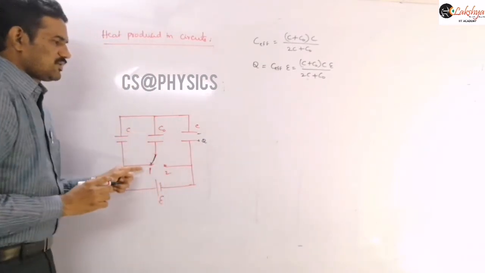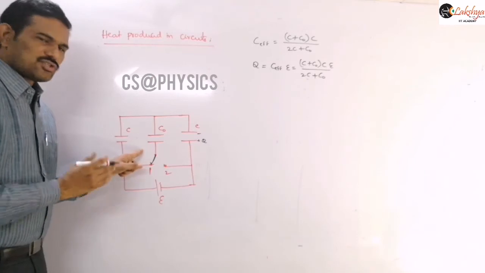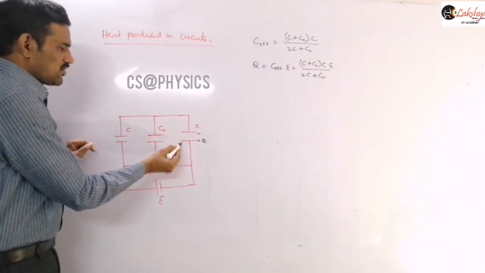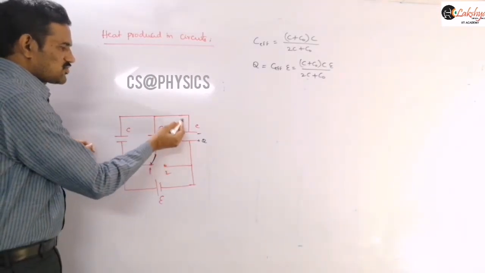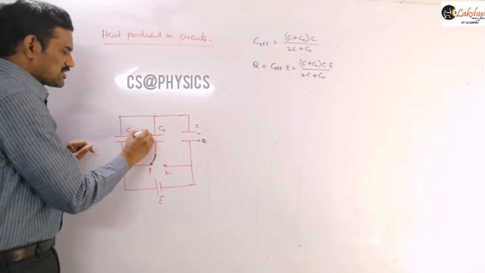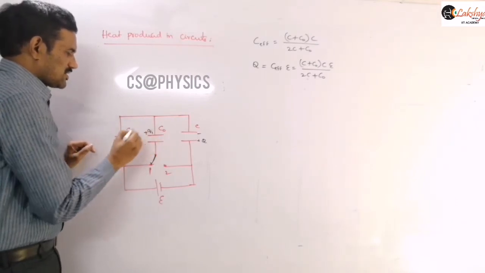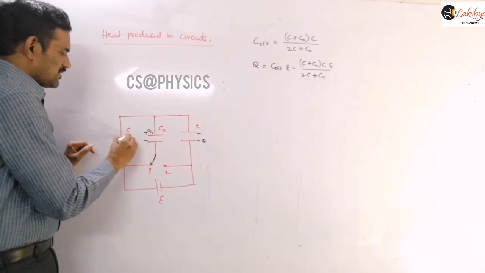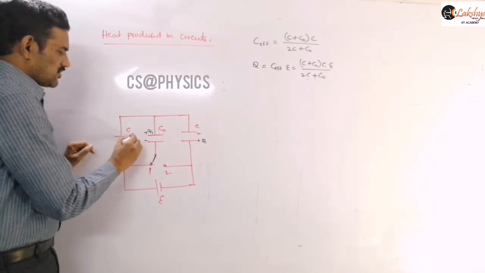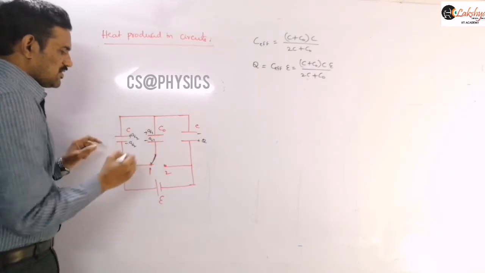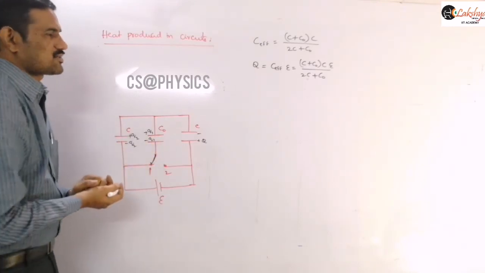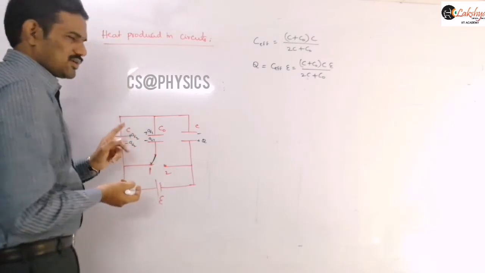Now this charge will be distributed on these two capacitors. You can observe that this is the negative and this the positive plate, so these plates will get the positive charge here. Suppose I take this as plus Q1 and minus Q1, and this as plus Q2 and minus Q2 charge here. So these are the charges present on these capacitors. Now let us find these Q1 and Q2 values.